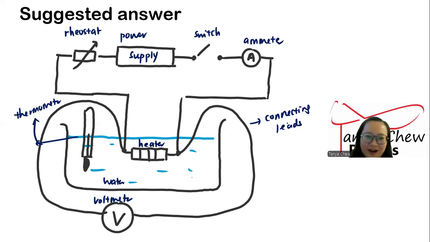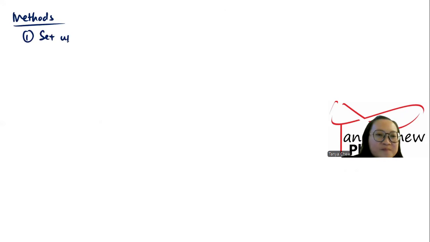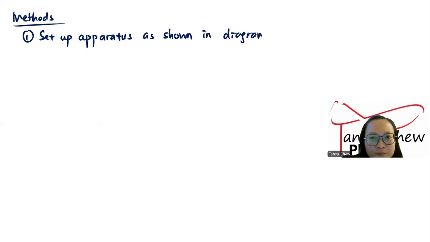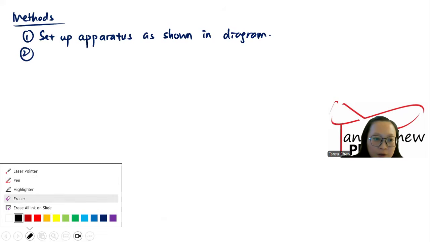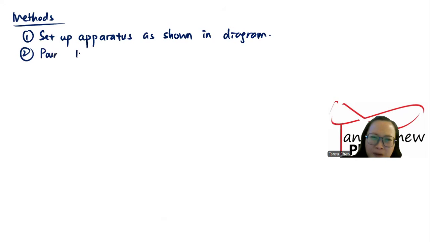Okay, first of all, experiment. I just write my answer at the back here. So the method would be set up apparatus as shown in diagram. Oh, I say pour. Okay, sorry. Look at the diagram again. I want to pour in water first, right? Pour maybe 100 cm3. You can suggest to measure first before you pour.